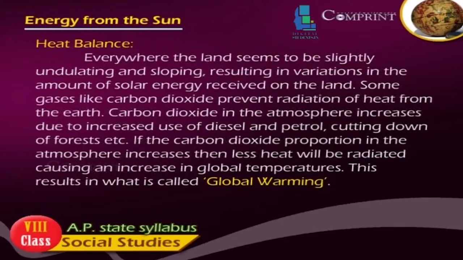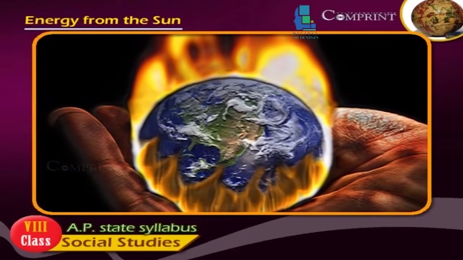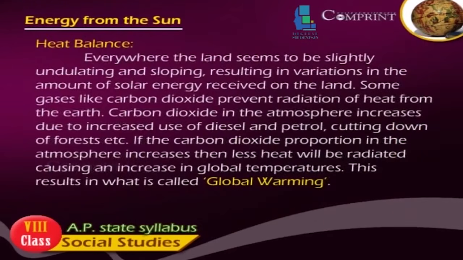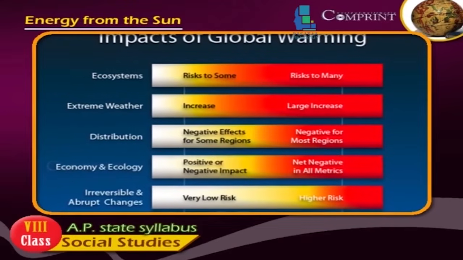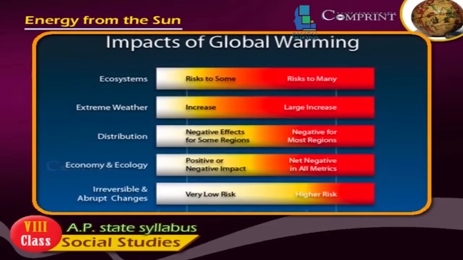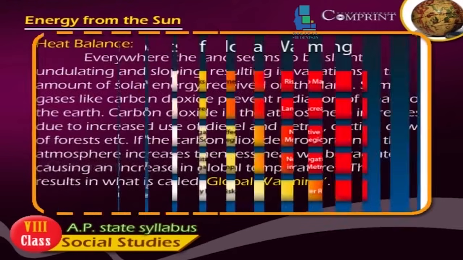Everywhere the land seems to be slightly undulating and sloping, resulting in variations in the amount of solar energy received on the land. Some gases like carbon dioxide prevent radiation of heat from the Earth. Carbon dioxide in the atmosphere increases due to the increased use of diesel and petrol, cutting down of forests, etc. If the carbon dioxide proportion in the atmosphere increases, then less heat will be radiated, causing an increase in global temperatures. This results in what is called global warming.